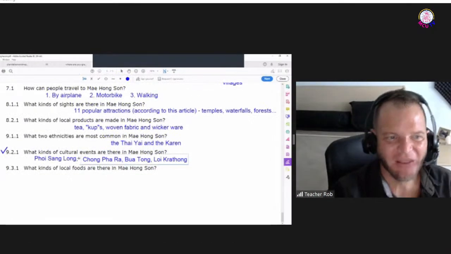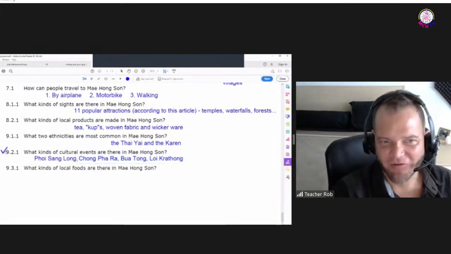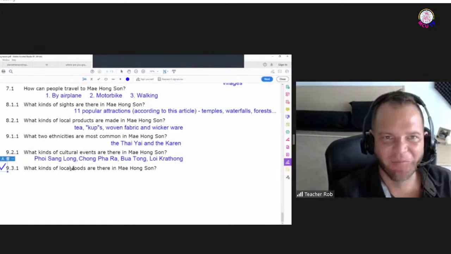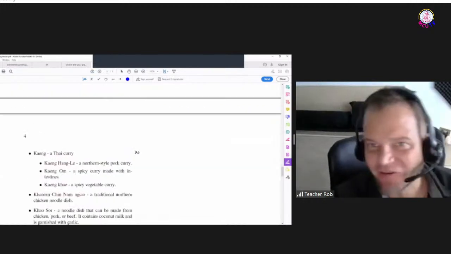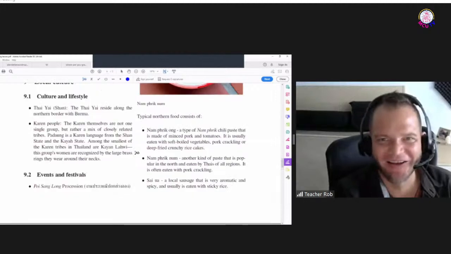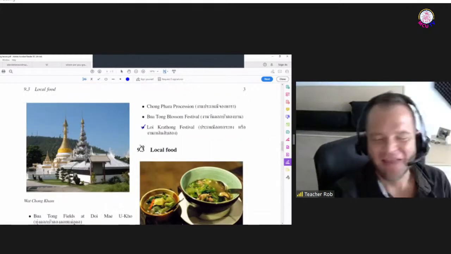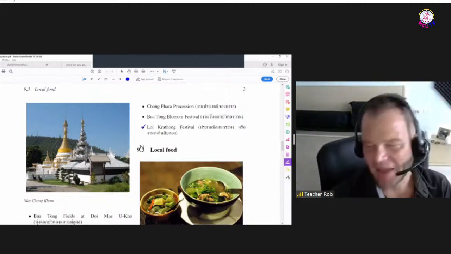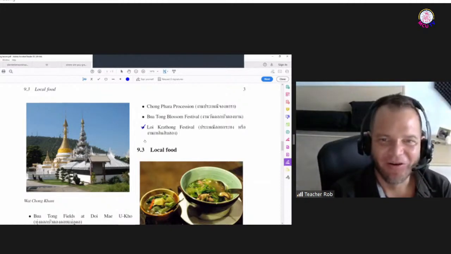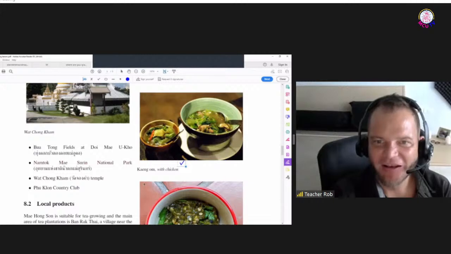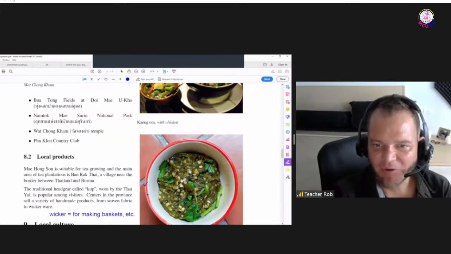Very good. Now, finally, one of my favorite subjects, the local foods. What kinds of local foods are there in Mae Hong Son? We'll find out. Okay. So this is probably one I'm not going to list all of them because they list a ton of them, but I just want to go over them and we'll see how many they list. Okay. So section 9.3, local food. First one, they show a picture of Kaeng Hang Le with chicken. That looks pretty good.